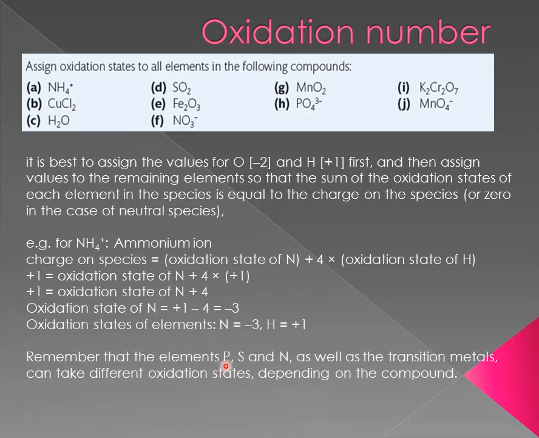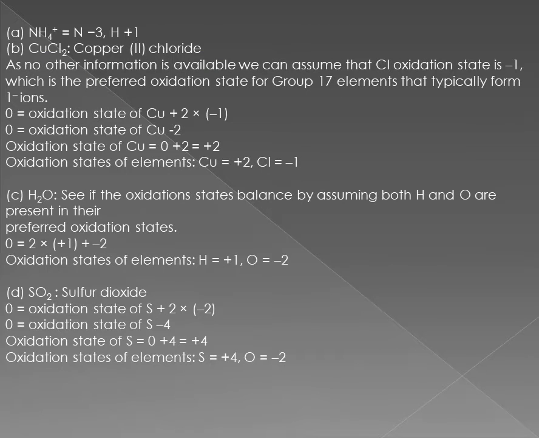Remember that elements like phosphorus, sulfur and nitrogen, as well as the transition metals, can take different oxidation states depending on the compound. So in the case of ammonium ion, as we already did in the previous slide, nitrogen oxidation number is -3 and hydrogen oxidation number is +1. Let's see the next question.